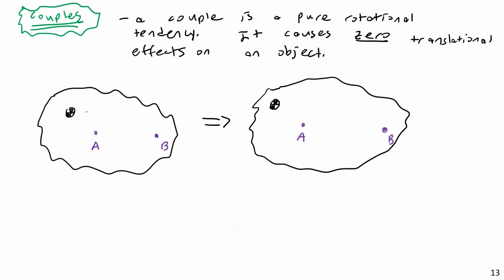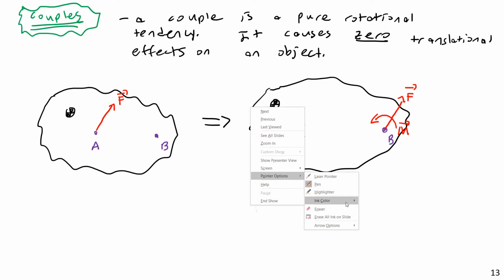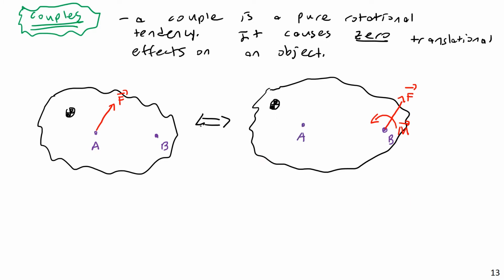So, initially I have a force at A, and this object has a certain tendency to rotate, translate, etc. This is force F, and I want to find an equivalent system with a force at B. Now the force is going to be the same. The force vector is going to be exactly the same, but if I want to move this from A to B, what I need to do is add a couple. And that couple, this moment vector, is going to behave exactly the same as this. And in fact, I should make this a two-way arrow to show that we could go back and forth on these.